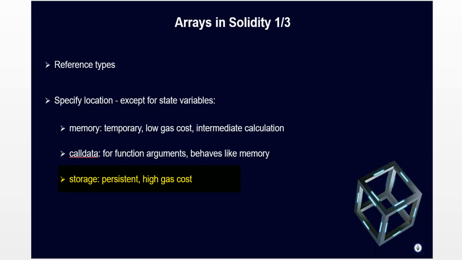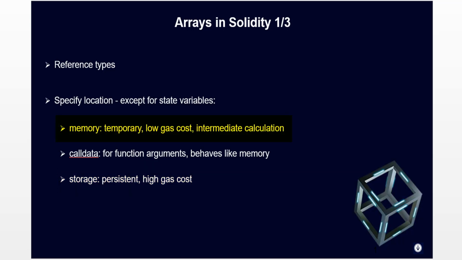For storage type variables, the data is stored permanently and available for the lifetime of the contract. By default, all state variables are stored on the storage data location. However, storing data permanently in the blockchain is quite expensive. Memory is a non-persistent data storage, and the data is only available during the function call. On the other hand, storing data in memory is relatively cheap.